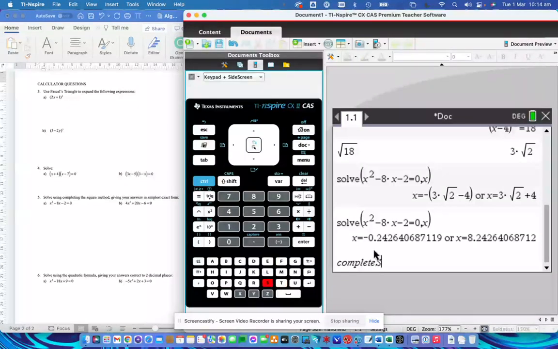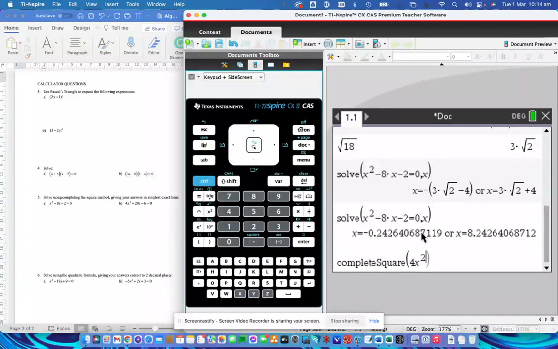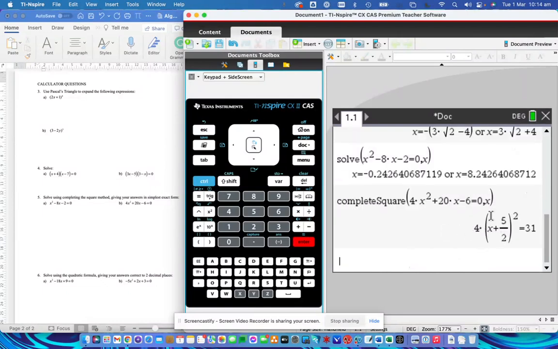Okay, so I'll do the next one as well. I'll just type it in this time, complete square. Notice how it goes from italic to non-italics when you put in a function it recognizes. 4x² + 20x - 6 = 0, comma, x, close bracket. Oops, I put an equals instead of a minus there. And there we've got 4 outside of (x + 5/2)² equals 31. So subtract 31 from both sides and you'd get the completing the square as it should be.